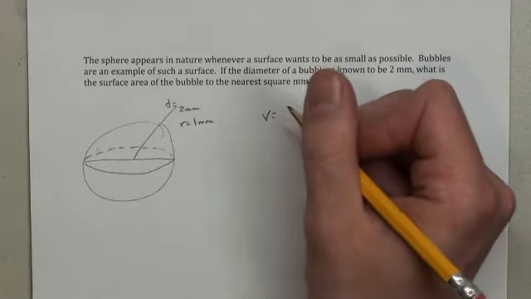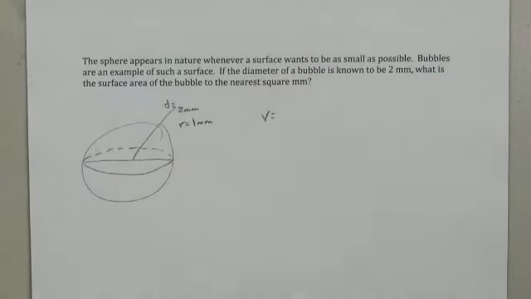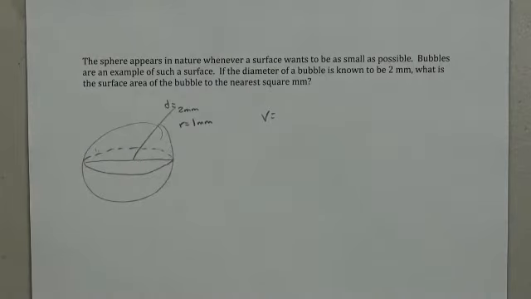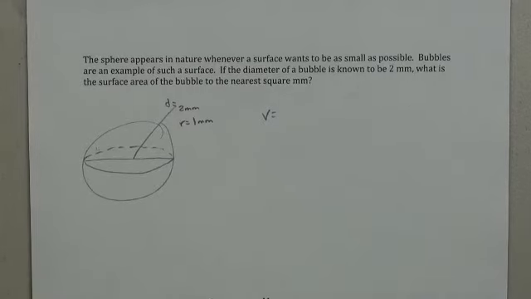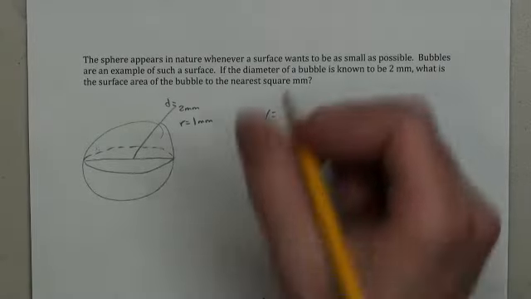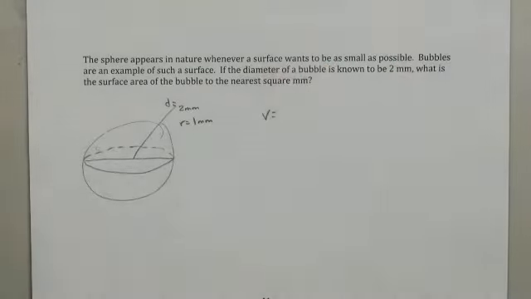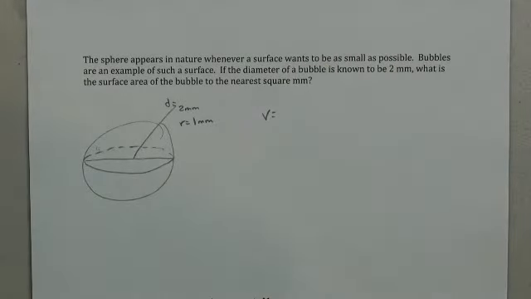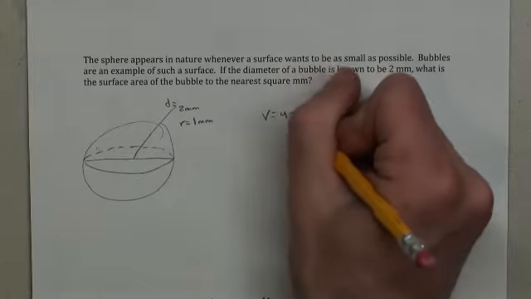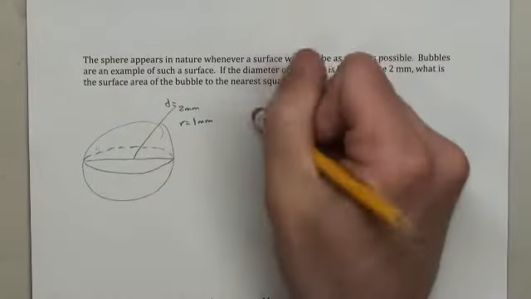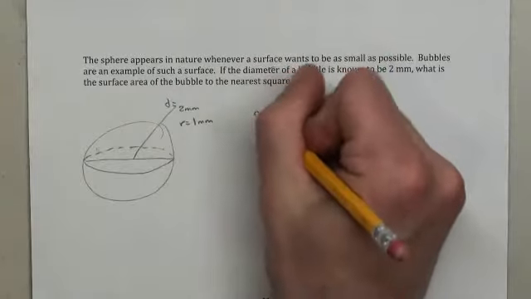Hang on a sec. Is this our first surface area problem? Just want to make sure I didn't mess anything up before. Yes, this is our first surface area of a sphere problem, which is a different formula. It's 4 pi r squared. So this is not volume. This is surface area.